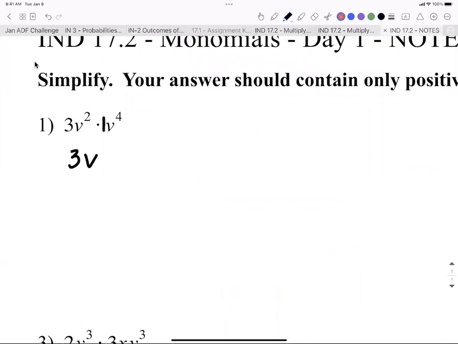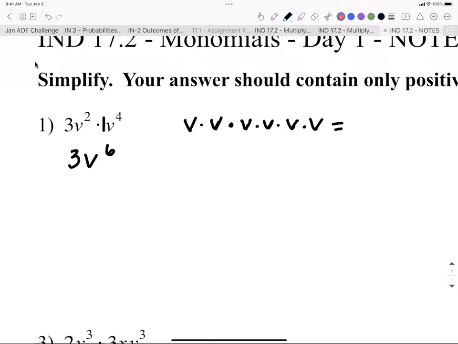So we're going to keep our v, and it's 2 v's times 4 v's, which is a total of 6 v's. And if you forget that, here's why. V squared, if I break it out, is v times v. Everybody would agree with that, right? If I multiply that times v to the fourth, that means v times v times v times v. And now if I simplify that, I've got a long string of v's all multiplied by themselves.